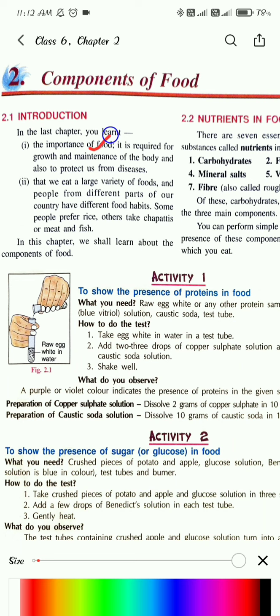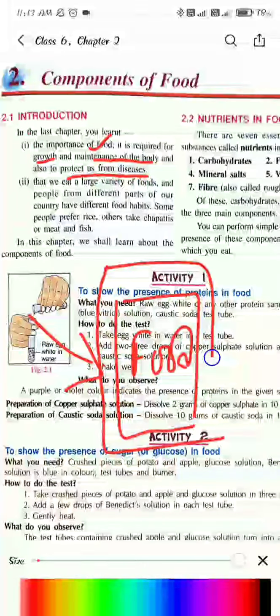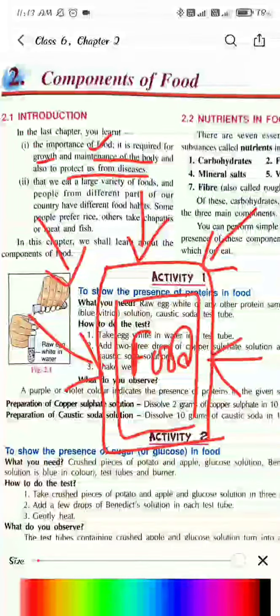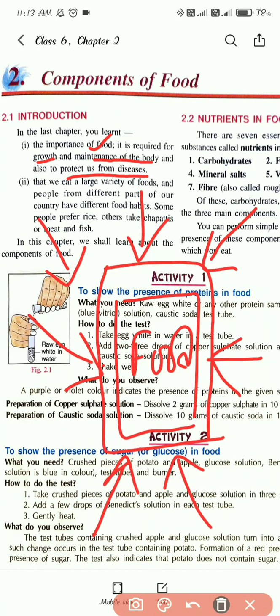Why is it important? Because it is required for our growth. It helps us to grow, and it helps us to maintain the good health of our body. And also it helps to protect us from disease. So if we eat food, what will happen? It will give us a shield. It will protect us from all the different kinds of diseases. So we will not fall sick, we will be healthy, and the diseases will not be able to attack us.